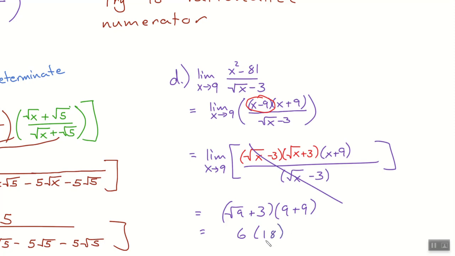What's 6 times 10? Plus, what's 6 times 8? And 60 plus 48 is 108. Now, for practice sake, this problem felt challenging.